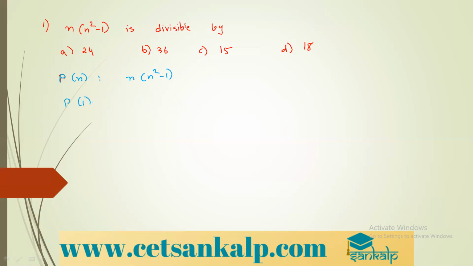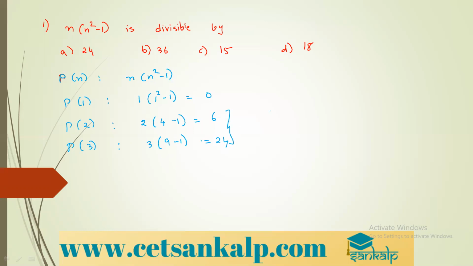I will put n as 1. What I will get? 1 into 1 square minus 1. That is 0. Next, I will do P of 2: 2 into 2 squared minus 1. So I am getting 6. Next, I will take P of 3. What I will get? 3 into 3 square minus 1. So I am getting 24. Now what I will see is the highest common factor of these.